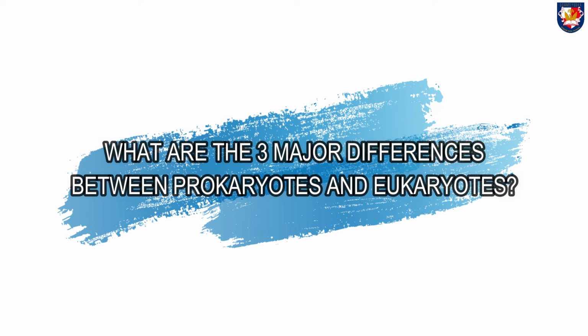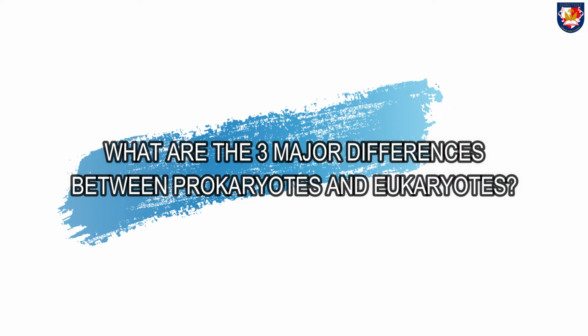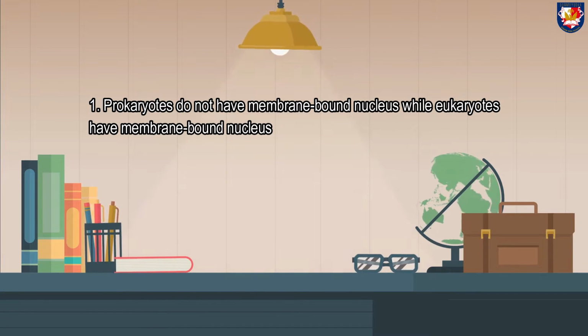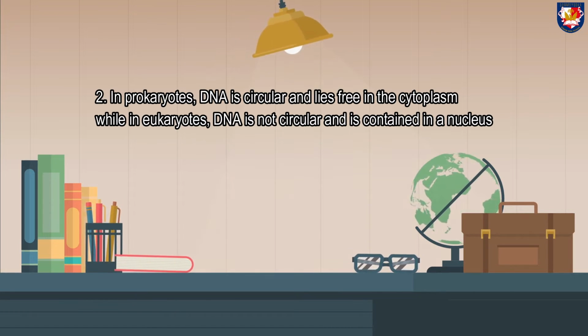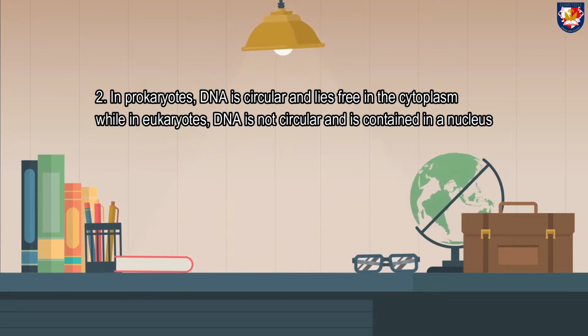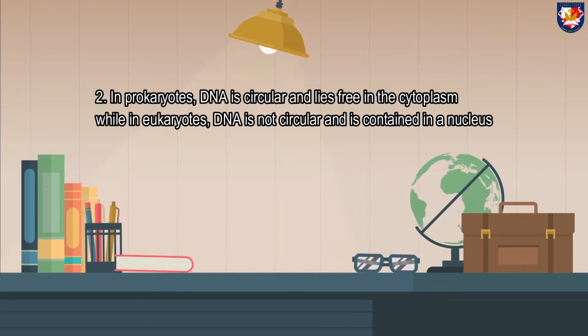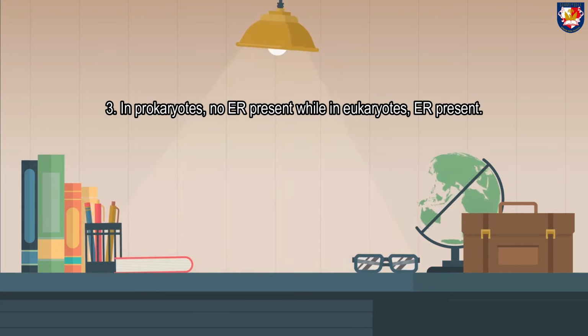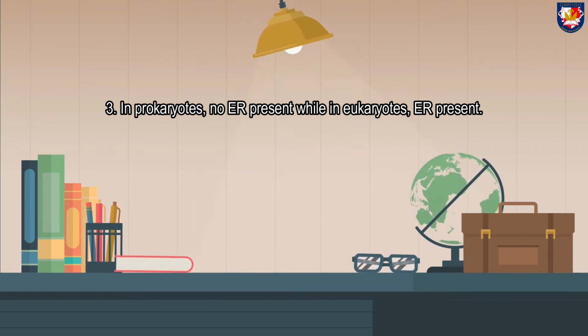What are the three major differences between prokaryotes and eukaryotes? First, prokaryotes do not have a membrane-bound nucleus, while eukaryotes have a membrane-bound nucleus. Second, in prokaryotes, DNA is circular and lies free in the cytoplasm, while in eukaryotes, DNA is not circular and is contained in a nucleus. Third, in prokaryotes, no ER is present, while in eukaryotes, ER is present.